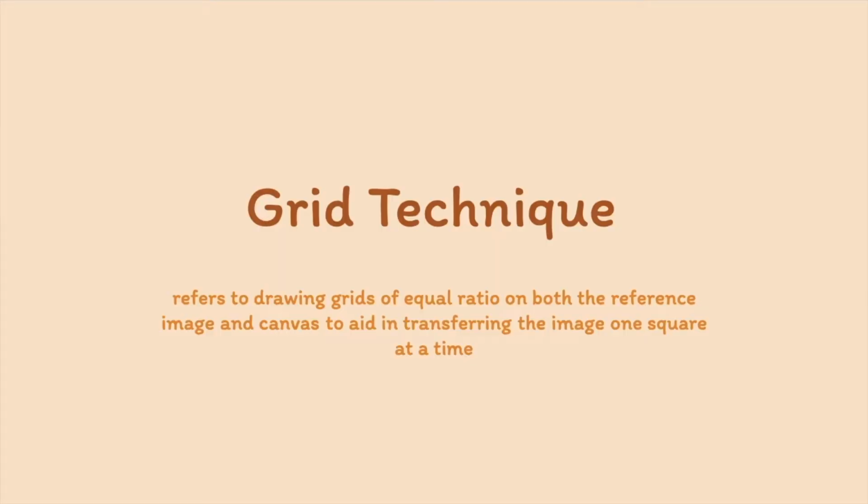On the topic of proportions, here's a helpful tip on transferring the image you want accurately onto your work surface, called the grid technique. The grid technique refers to drawing grids of equal ratio on both the reference image and the canvas to aid in transferring the image one square at a time. This will be demonstrated later in the video.